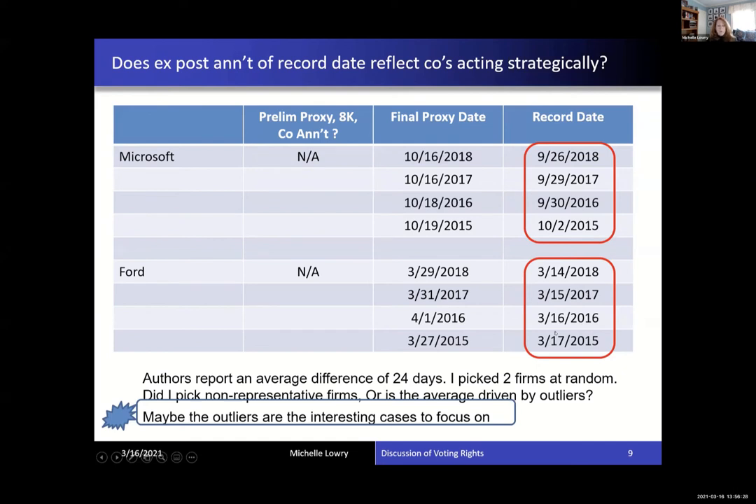So here's the thing, though, that's really interesting, is that the authors report an average difference of 24 days year to year in the record dates. I picked 2 firms at random, so maybe I picked non-representative firms, or maybe their average is driven by outliers. What I'm kind of guessing is that the outliers are really the interesting cases to focus on. I think that's where the action is and where we might be able to really learn something.